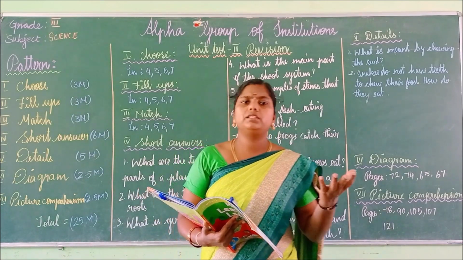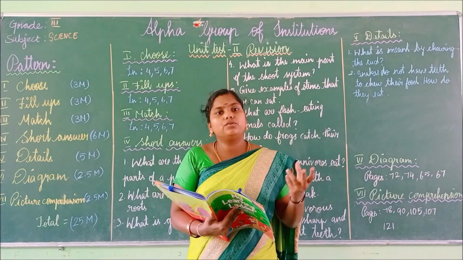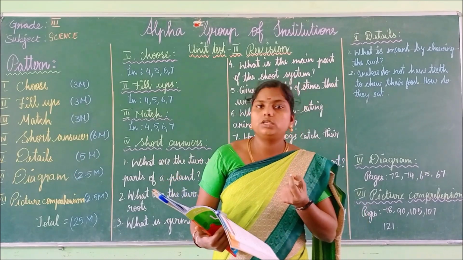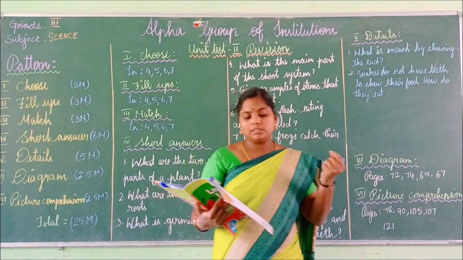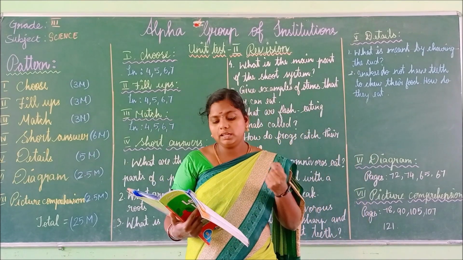Third one, in spinach, excess food is stored in the dash. So we know that spinach is a kind of leafy vegetable. So the excess food is stored in the leaves. In spinach, excess food is stored in the leaves.